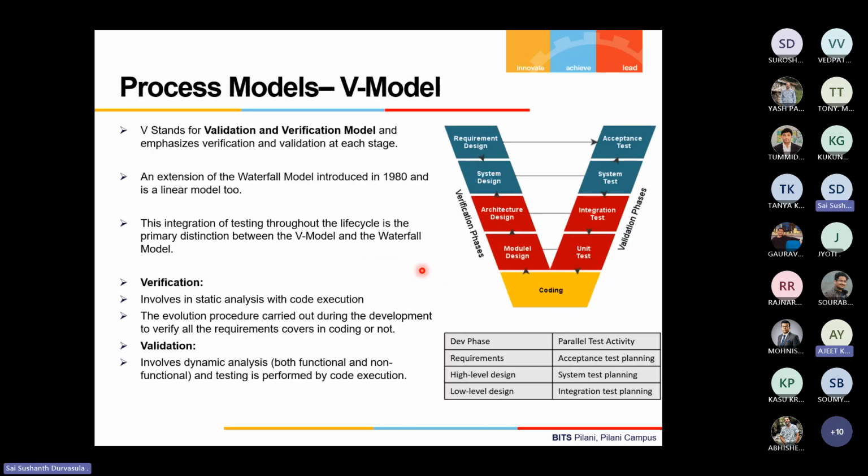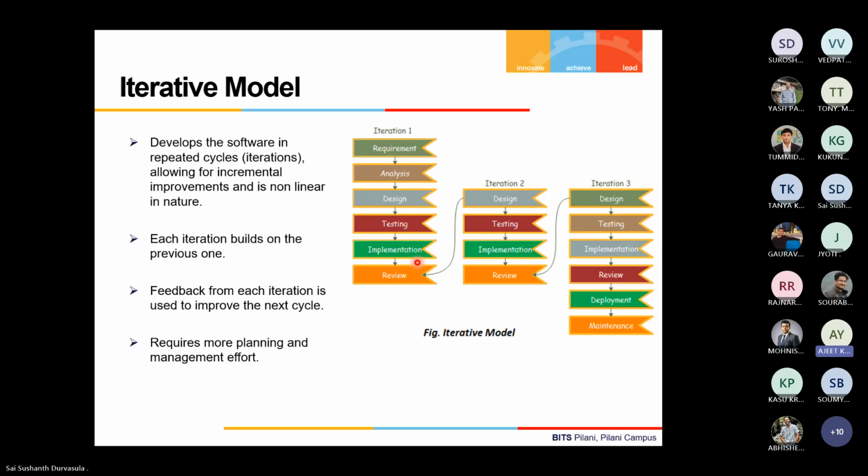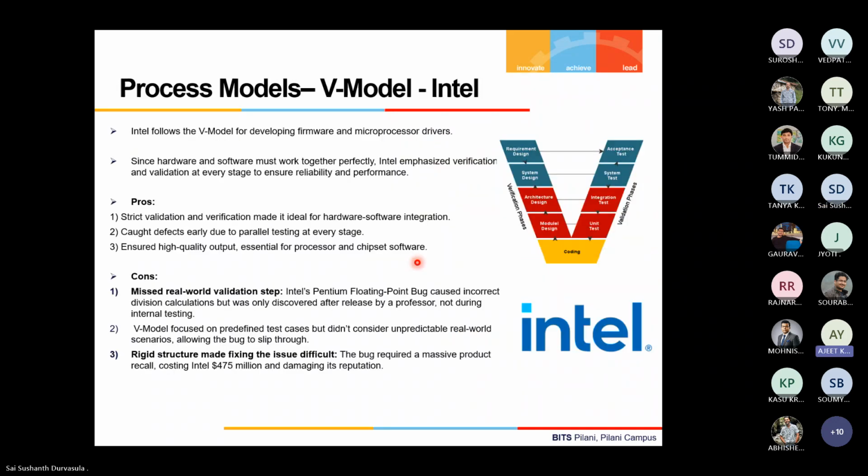Sir, one question on the previous slide. Yes, please. You're saying the benefit of this model is that we get defects in early stages. But if you see the requirement and design, we are designing the acceptance test, but until the product is ready, how? Because the product is going to be ready in the coding stage. How can we write the test cases, when testing is going to be done at the end?